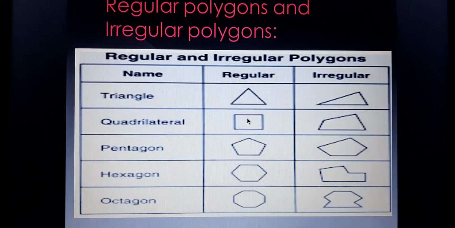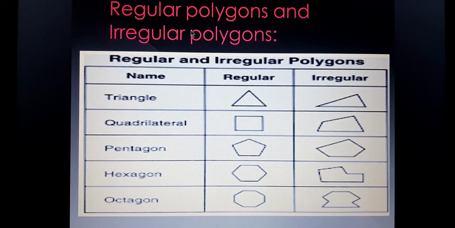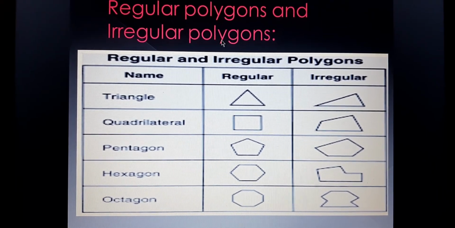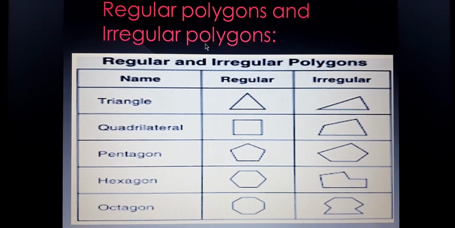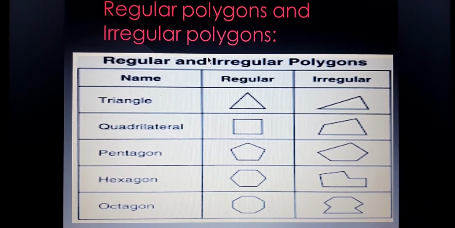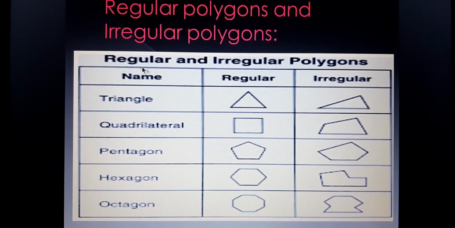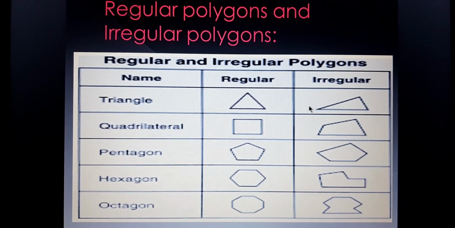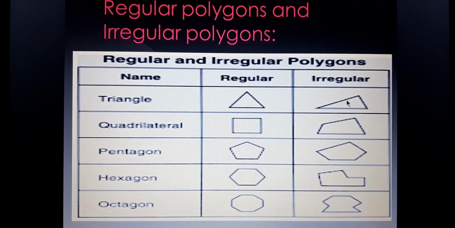It is classified into regular polygons and irregular polygons, where you will study these polygons in detail in your higher class. Only the basics I am telling you here. Regular polygons and irregular polygons, for example triangles. You can see the two triangles here. This triangle is called regular and this is called irregular.